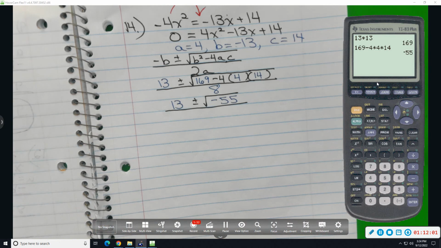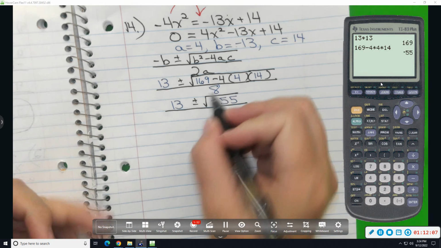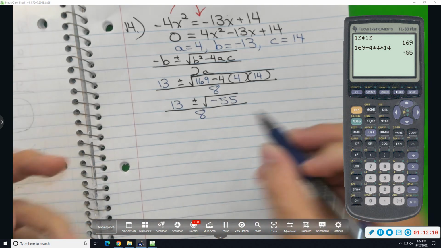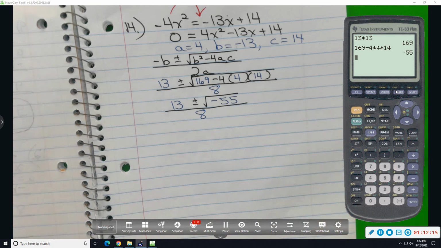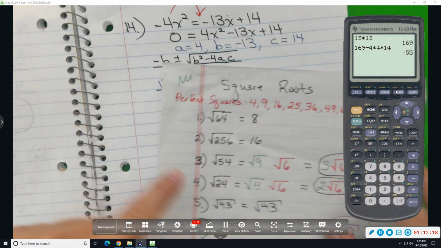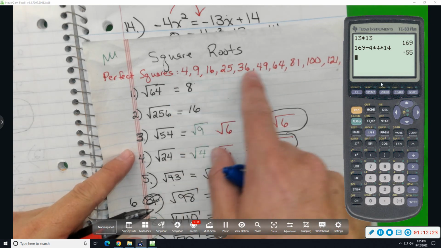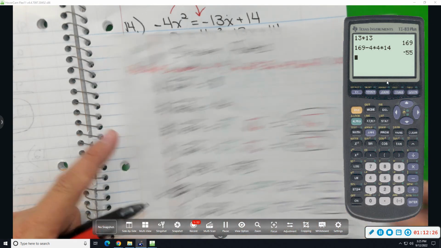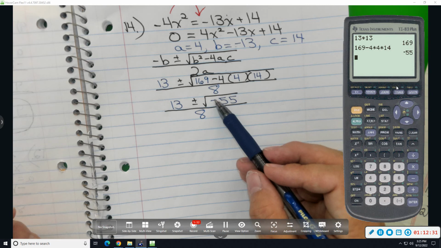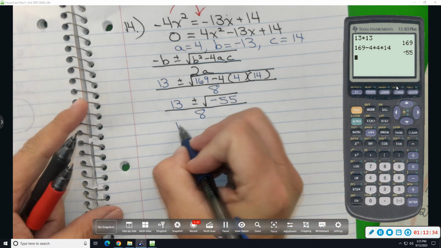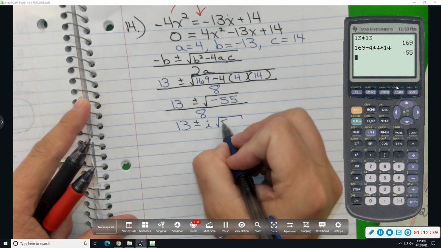What are we going to have in our final answer? Something's going to appear in it. An I. Is 55 a perfect square? No. Are there any perfect square factors that divide evenly into 55? 49, 36, 25, any that go in evenly? So we're going to be stuck with that 55, okay? But what are we going to do because of that negative there? We're going to bring out an I. We still have the square root of 55.